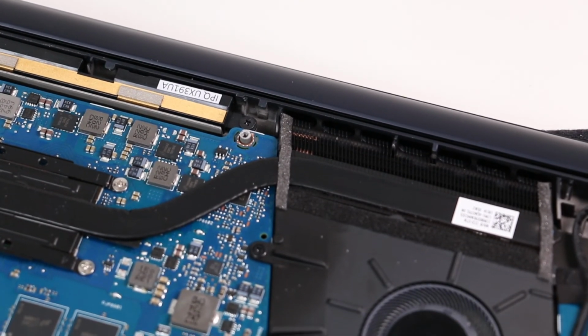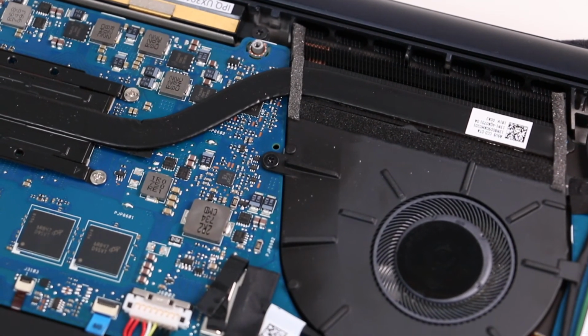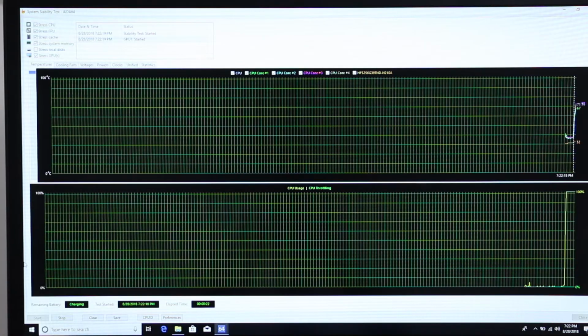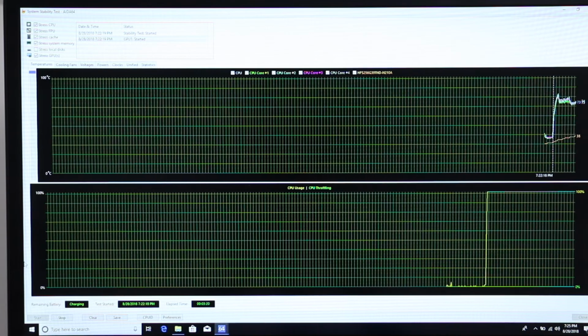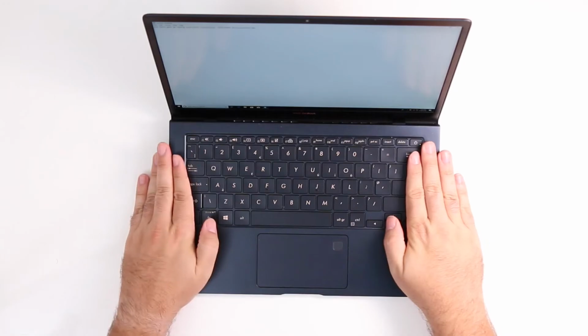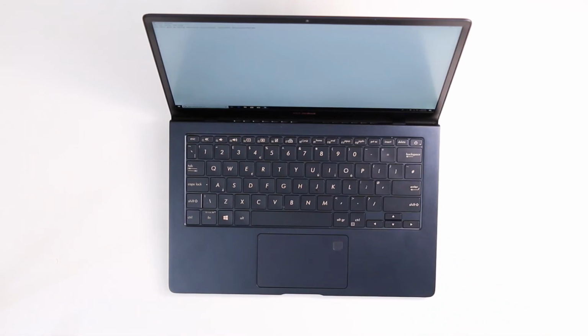Thermals are good, but not impressive. The lower part of the body might get hot if you use it heavily, but the ErgoLift design definitely helps keep it cool. During the stress test, we noticed no thermal throttling, but with the i7 variant, these numbers may be way higher. Just a side note for you guys.